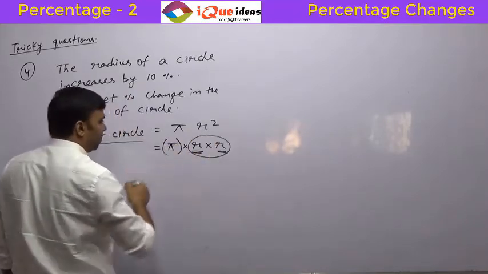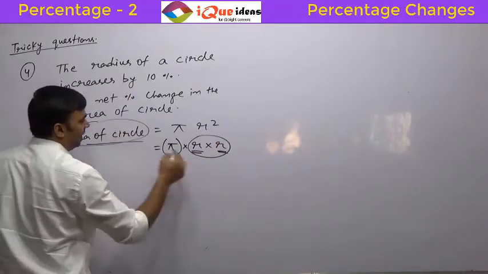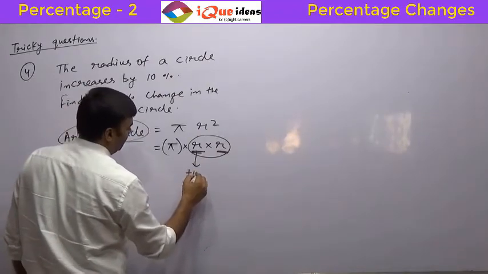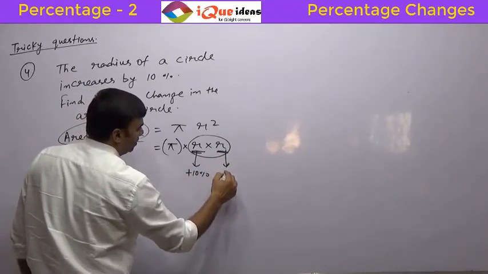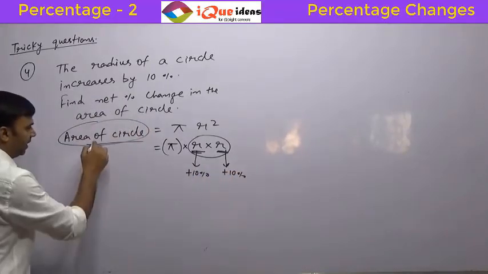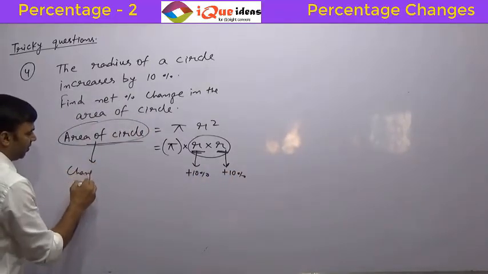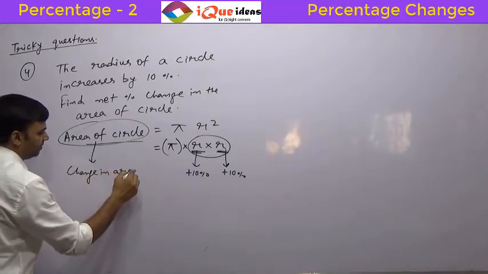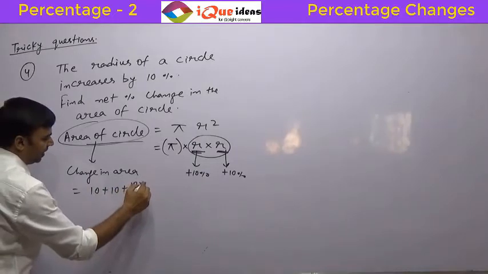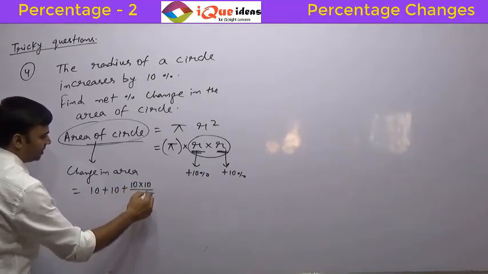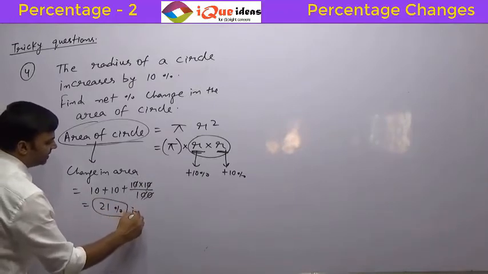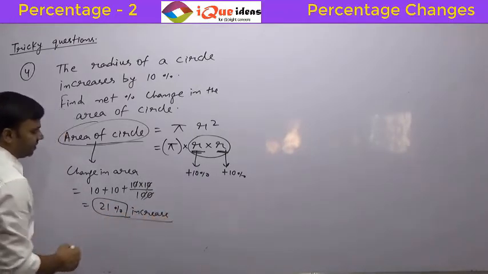Here also this is a situation of multiplication. Area is a multiplication of two quantities. The change in r is given as 10%. The change in this r is also given as 10%. So that means we can still apply the successive change method. Change in area will be equal to, straight away, a plus b plus ab by 100. So 10 plus 10 plus 10 into 10 by 100. Alright. So this gives us 10 plus 10, 20 plus 1, 21%. So the area increases by 21%.